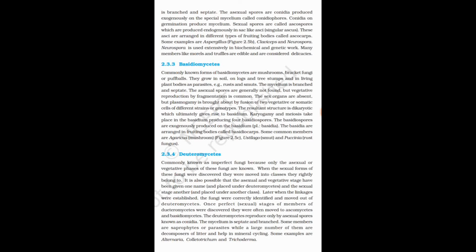Sexual spores are called ascospores, which are produced endogenously in sac-like asci, singular ascus. These asci are arranged in different types of fruiting bodies called ascocarps. Some examples are Aspergillus, Claviceps, and Neurospora. Neurospora is used extensively in biochemical and genetic work. Many members like morels and truffles are edible and are considered delicious.